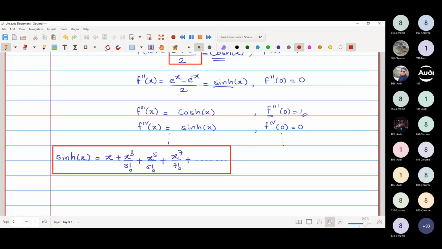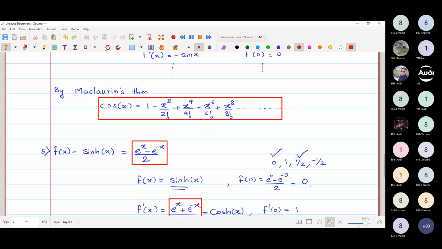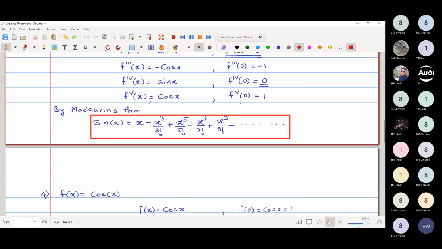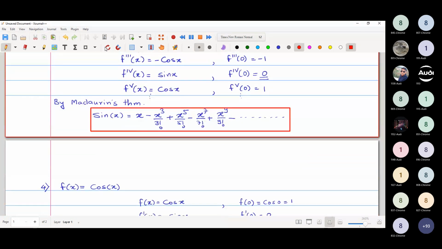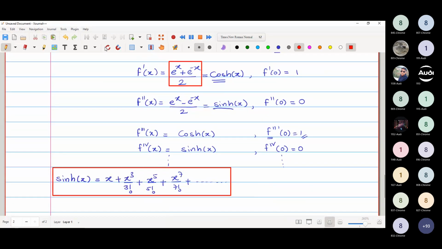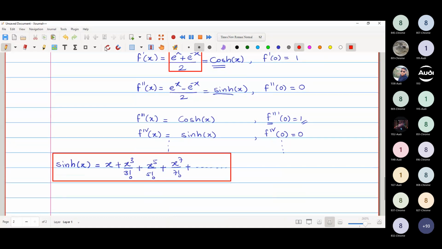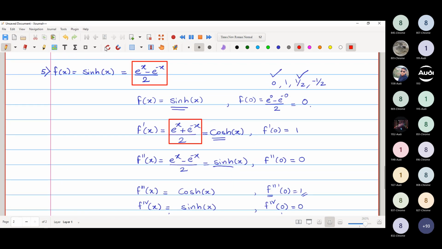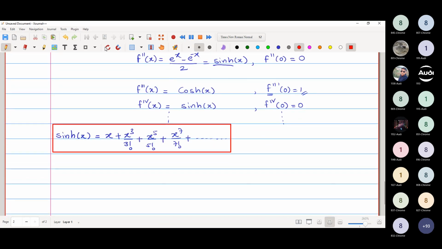So see, if you observe one thing, whatever expansion of sin x we are getting, are we getting the same expansion for sin hx? Only the change is there we are having alternating plus minus sign. In sin x expansion we have alternating signs, and in sin hx expansion we are getting all positive signs. Is that clear to all of you?